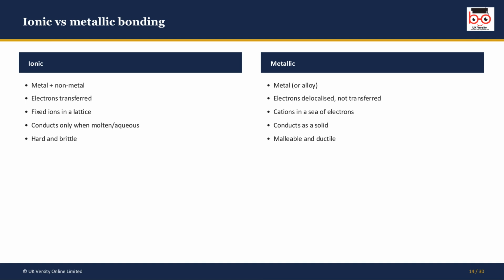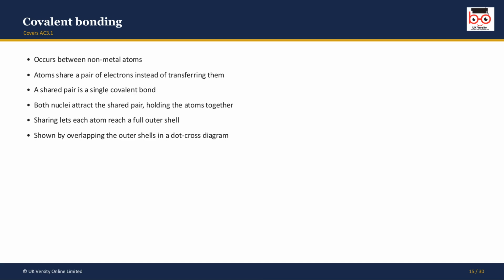Metallic bonding is in a metal or alloy, with electrons delocalized rather than transferred, giving cations in a sea of electrons. It conducts even as a solid, and it's malleable and ductile. The key difference is transferred electrons versus shared, mobile ones. On to covalent bonding, which occurs between nonmetal atoms.